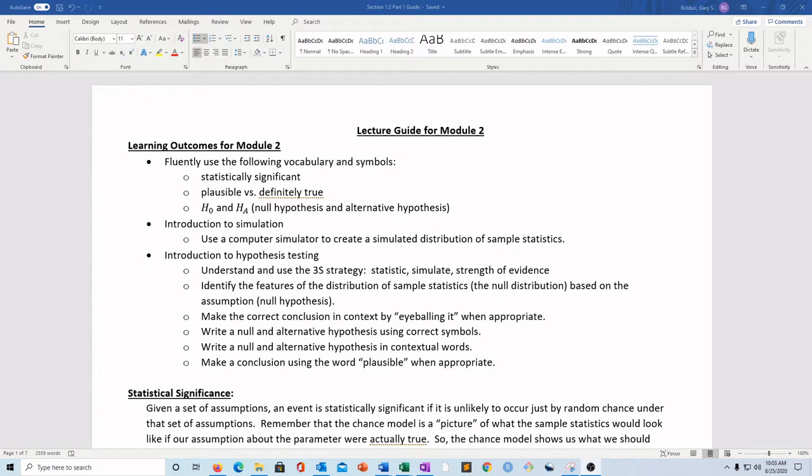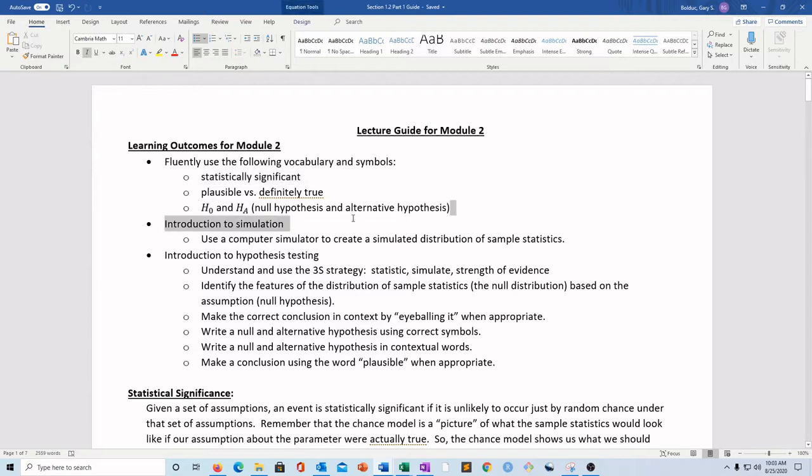So this module is all about trying to put some terms or terminology on ideas that we've already done. So specifically, to start out, this idea of being statistically significant. So right here, statistically significant. This is something we've already seen. I'll show you an example in just a second, but we've already seen this idea. I'm just going to give a name to it.